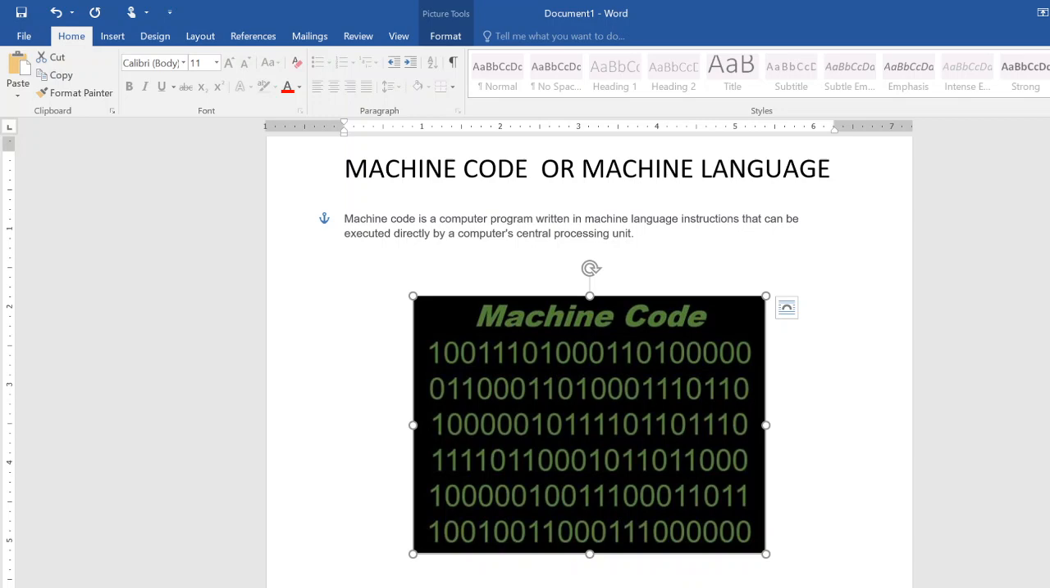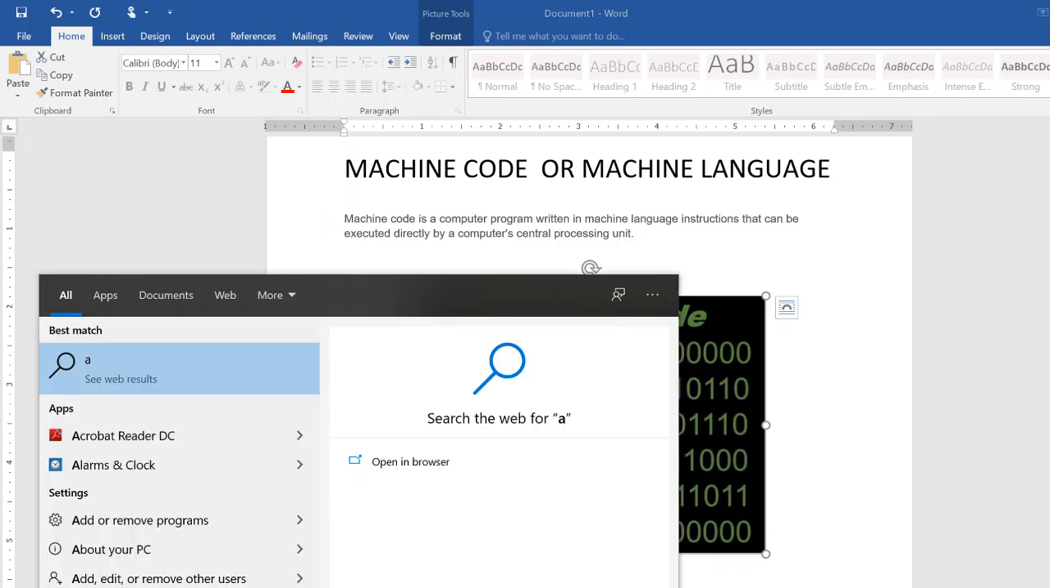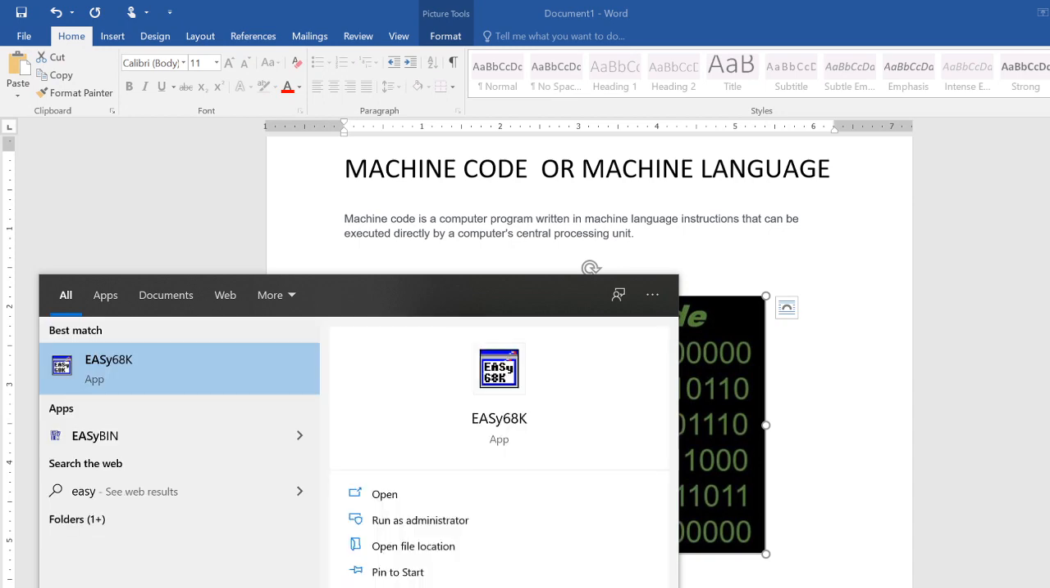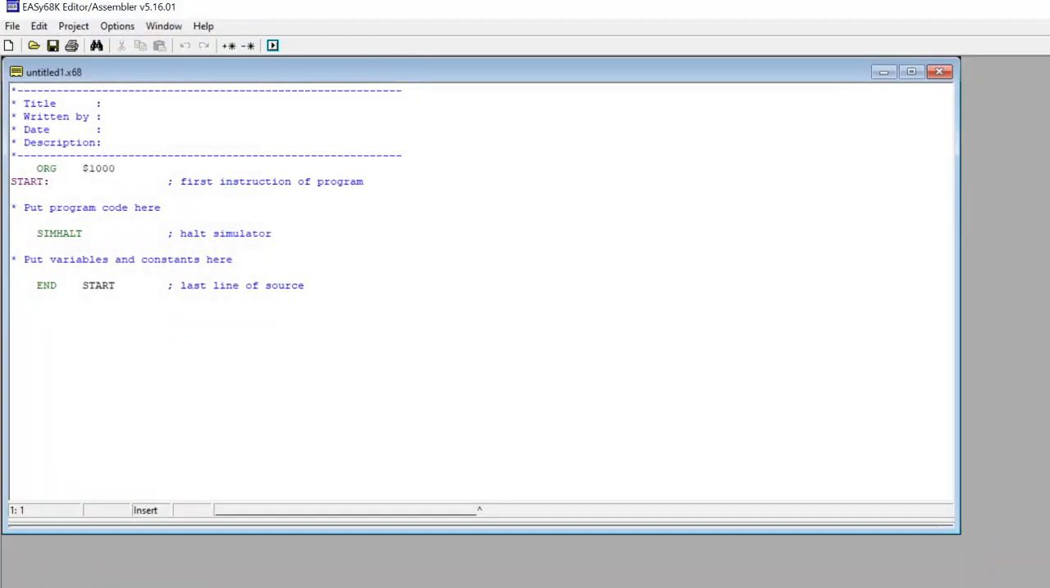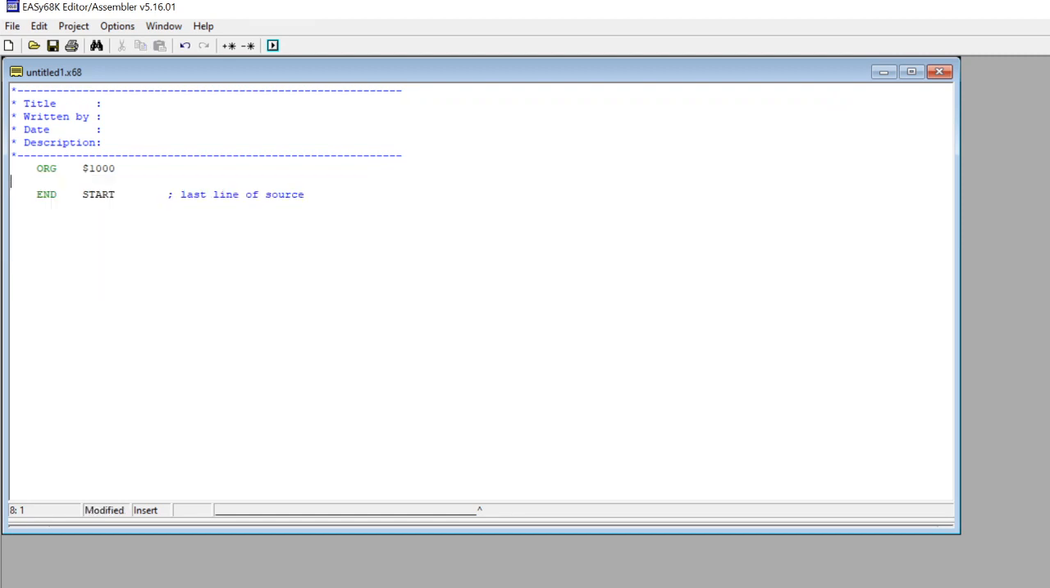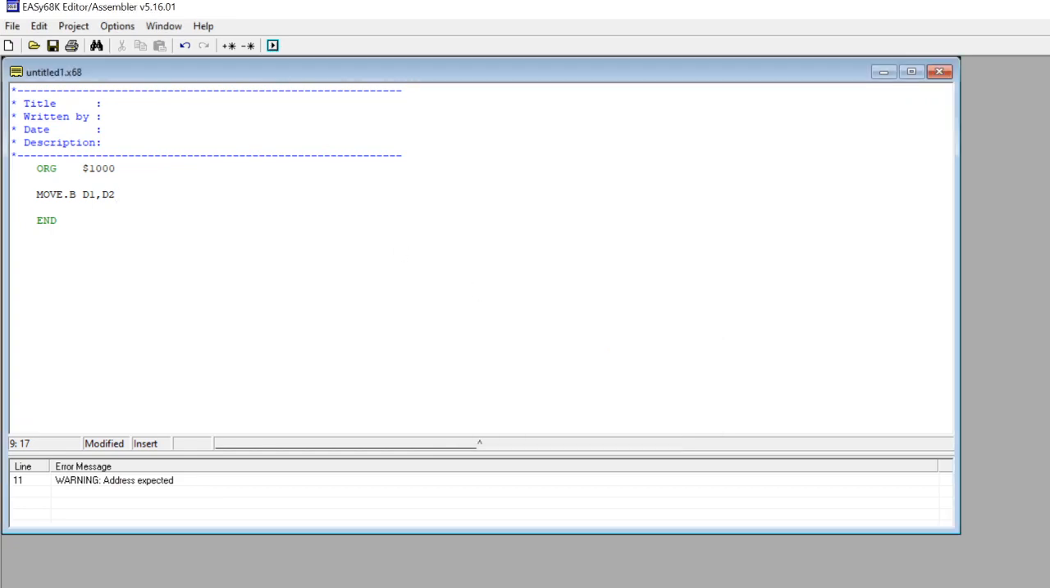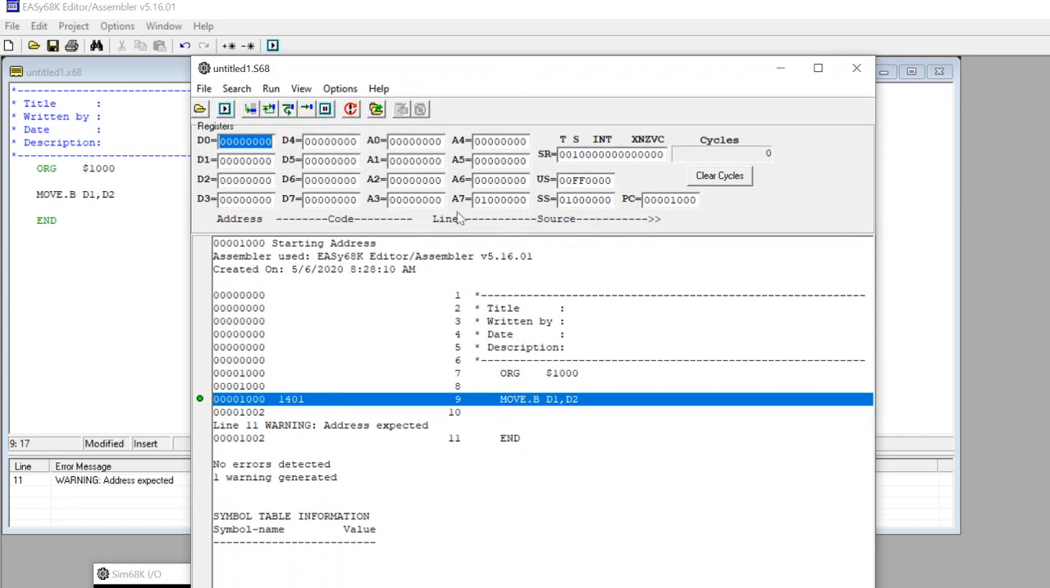Okay, so for example, we just want to show you in assembly using your simulator. Alright, so let's try a very simple command here. For example, move.b d1 to d2. This is a command for you to move a byte size from d1 to d2 in assembly language. So the CPU cannot use this language to execute the process. So what you have to do is assemble it, compile it, sorry.